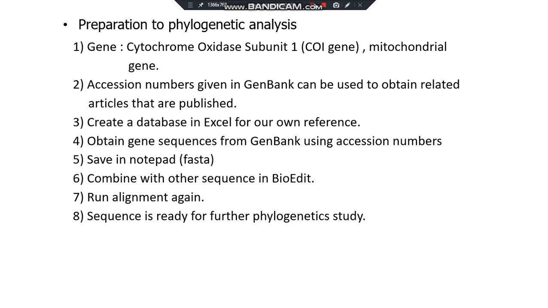Preparation to phylogenetic analysis. The gene that was used in alignment was the cytochrome oxidase subunit CO1 gene, a mitochondrial gene. The accession numbers given in GenBank can be used to obtain related articles that are published, and then create a database in Excel for our own reference and obtain gene sequences from GenBank using accession numbers. Save them in Notepad in the format of FASTA and then combine with other sequences in BioEdit. Therefore, we can run an alignment again and the sequences will be ready for further phylogenetic studies.